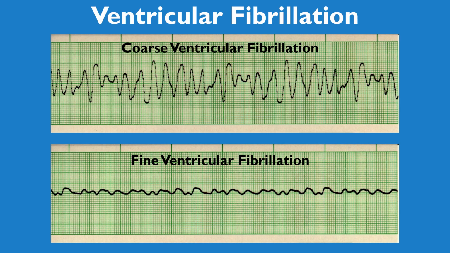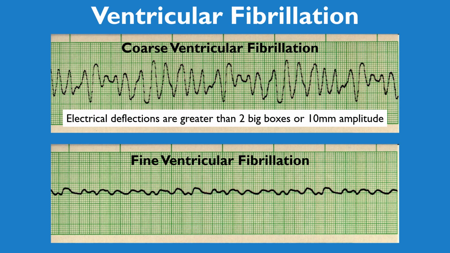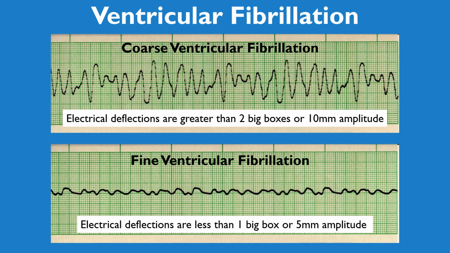For coarse ventricular fibrillation, the way this is identified is you're going to look at the largest deflections within the waveform, and if the electrical deflections are greater than 2 big boxes or 10 millimeters in amplitude, that's going to be given a coarse designation. And for fine ventricular fibrillation, we're going to look for the biggest electrical deflections, and those are typically going to be less than 1 big box or 5 millimeters in amplitude.